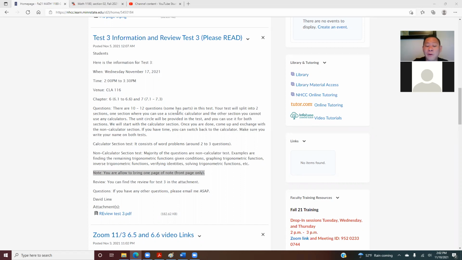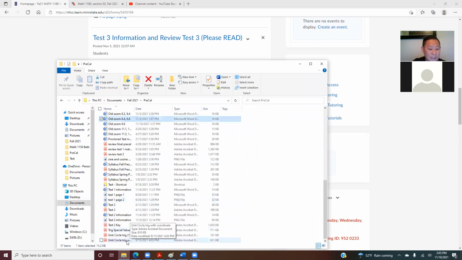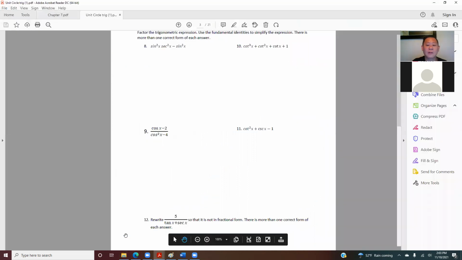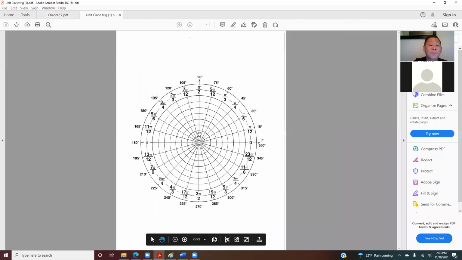If you do not have a scientific calculator, you can borrow one from me. The unit circle will be provided in the test. You can use this unit circle in both sections. When I say unit circle, it is just a plain unit circle, which looks something like this. It doesn't have any coordinates or anything, so you do need to fill in the coordinates on your own. This is provided in your test.